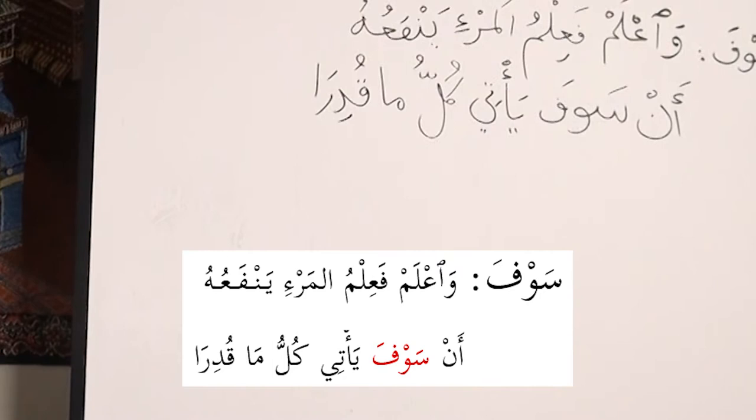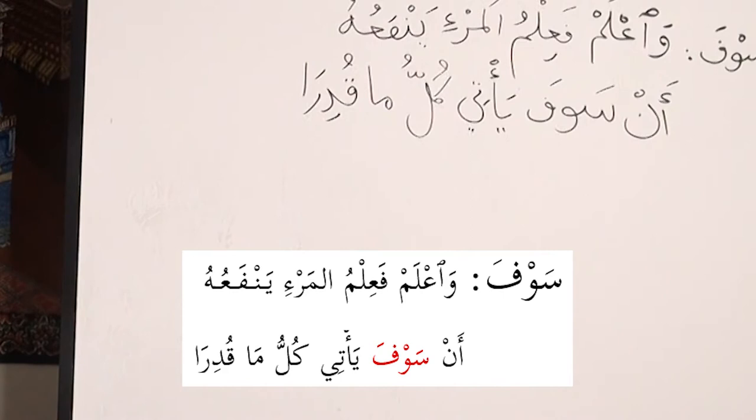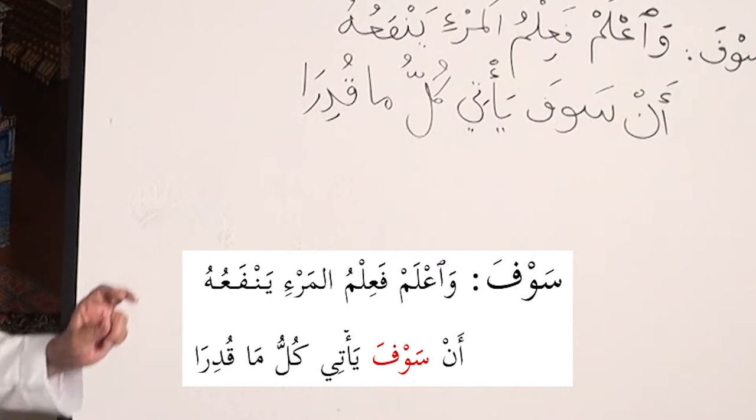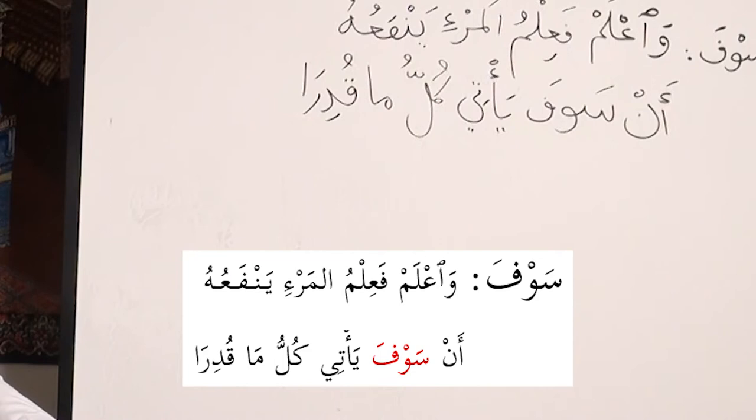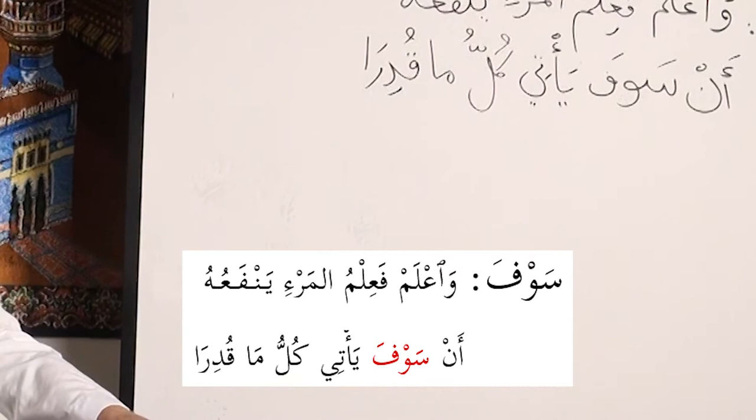وَعَلَمْ فَعِلْمُ الْمَرْءِ يَنْفَعُهُ أَنْ سَوْفَ يَأْتِي كُلُّ مَا قُدِرَ. أَنْ سَوْفَ يَأْتِي. So أَنْ هو has been omitted. سَوْفَ يَأْتِي كُلُّ مَا قُدِرَ. كُلُّ is the فاعل of يَأْتِي. قُدِرَ is passive voice. This alif is extra, for poetic purpose. قُدِرَ, has been determined. كُلُّ مَا قُدِرَ, all that has been determined by Allah subhanahu wa ta'ala for a man is going to happen, it's going to come to him.